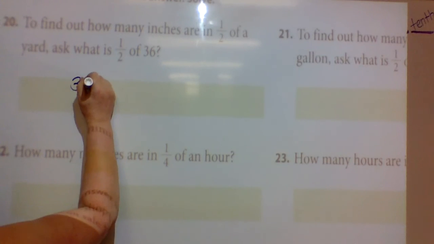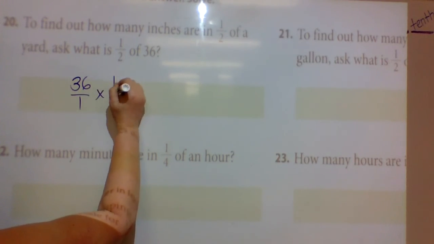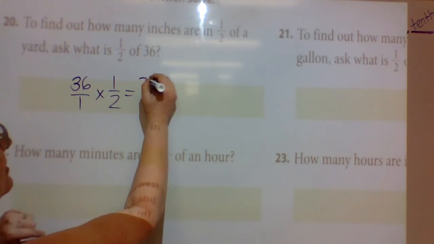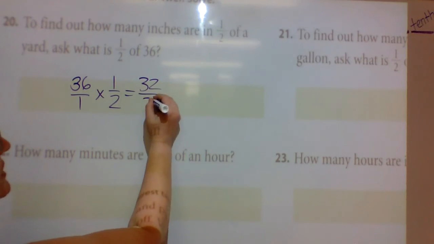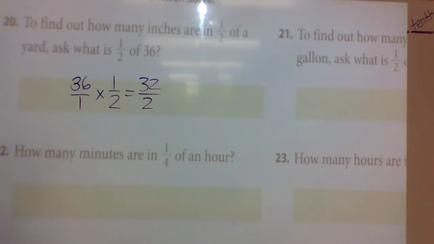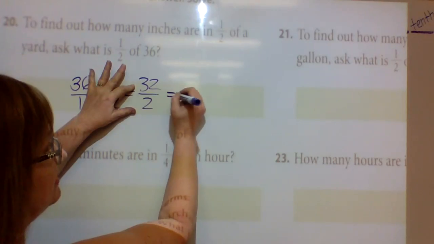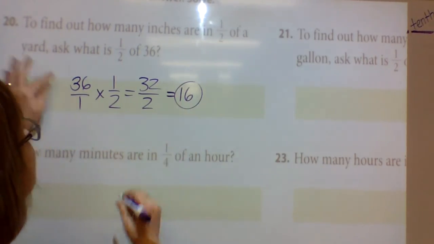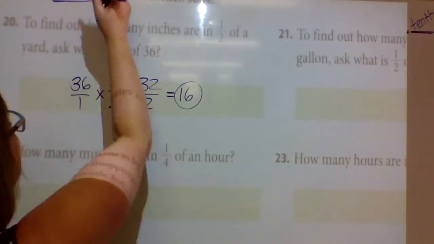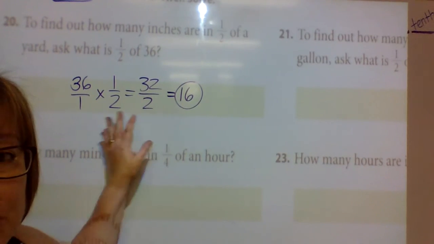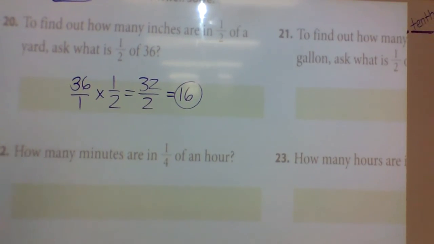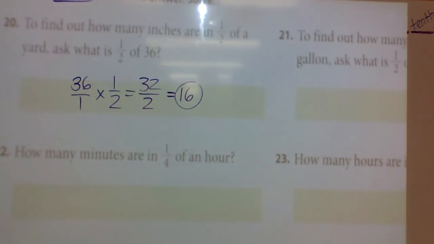So you do 36 times 1/2. 36 times 1 is 36. 1 times 2 is 2. What's half of 32? It's 16. Okay, so when it says to write the equation, you're not supposed to just write the answer. You're supposed to write out the problem that you need also. Okay, so the rest of the page, that's what you're doing.